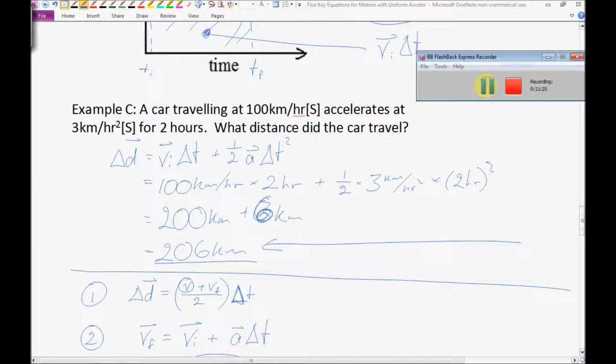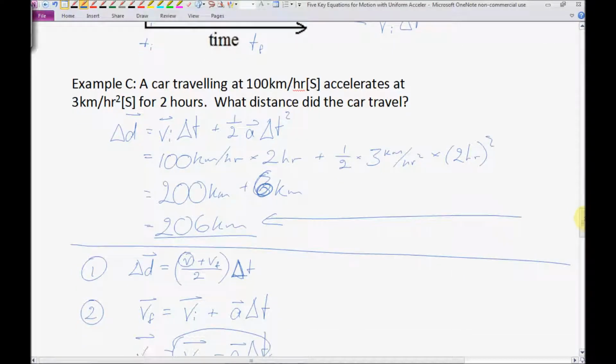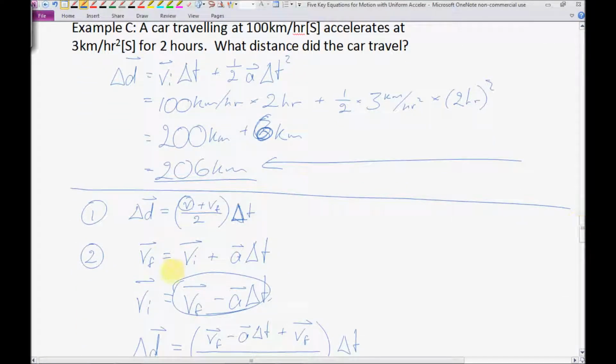As we were deriving equation 3, we substituted in some values for VF. This time, we're going to do it a little bit differently. We substituted for VF for obtaining equation 3. This time, we're going to substitute for VI. So we need to rearrange equation 2 for VI. We're just doing that here. So VI is VF minus A delta T.